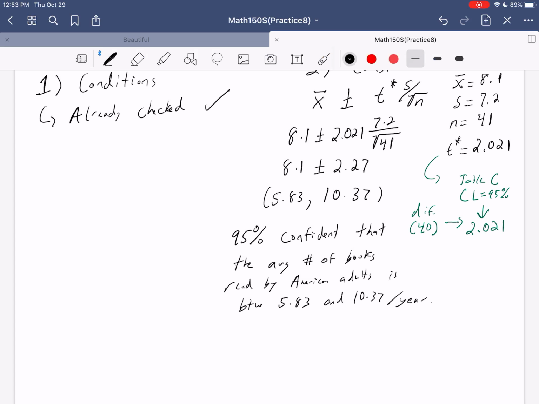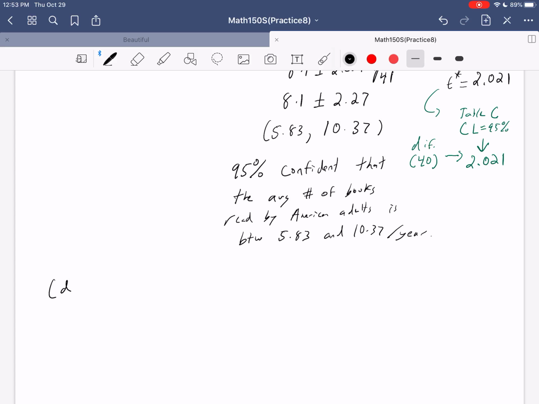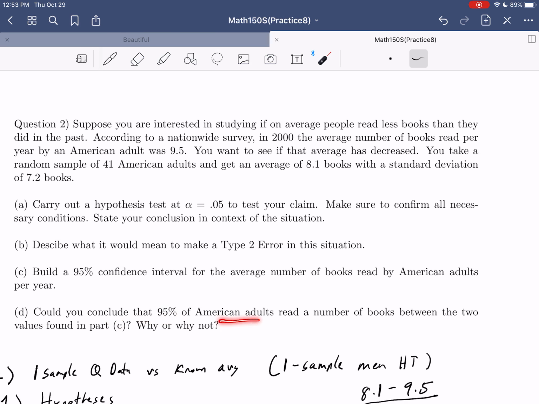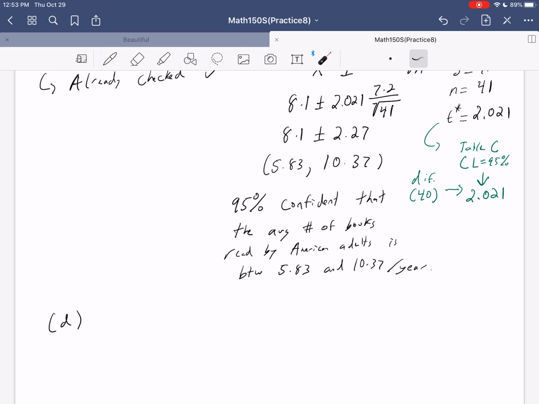All right, last little quick part here. In part D, we just want to do a quick thing about the interpretation of this. Exactly what does this mean? So part D asks us, could we conclude that 95% of American adults read a number of books between the two values you found in part C? Why or why not? So in other words, we're asking, does this interval mean that 95% of Americans read somewhere between 5.83 and 10.37 books? Well, common sense should tell you that that just doesn't seem to make sense. This is an incredibly narrow range for almost all of the population to fall between.